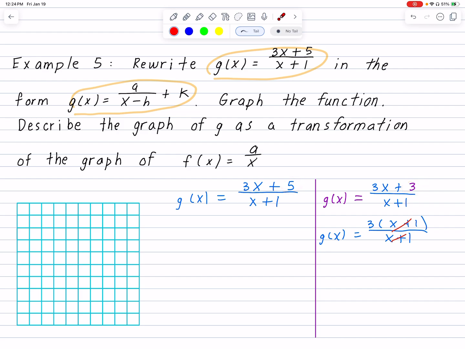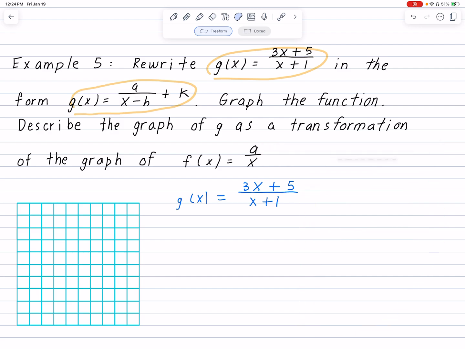Well, you can, and I'll show you what I mean by that. You can't do it through magic. You've got to use some properties of math, but we'll do that. So what I'm going to do is subtract 2 from 5, right? Because if you subtract 2 from 5, you get 3, but you can't just subtract 2 because you're changing it. So I'm then going to also add 2, and this is the key. Notice negative 2 plus 2 is 0, so my numerator has not changed at all. It's the same thing. I've just taken 3x plus 5 and added 0 to it.